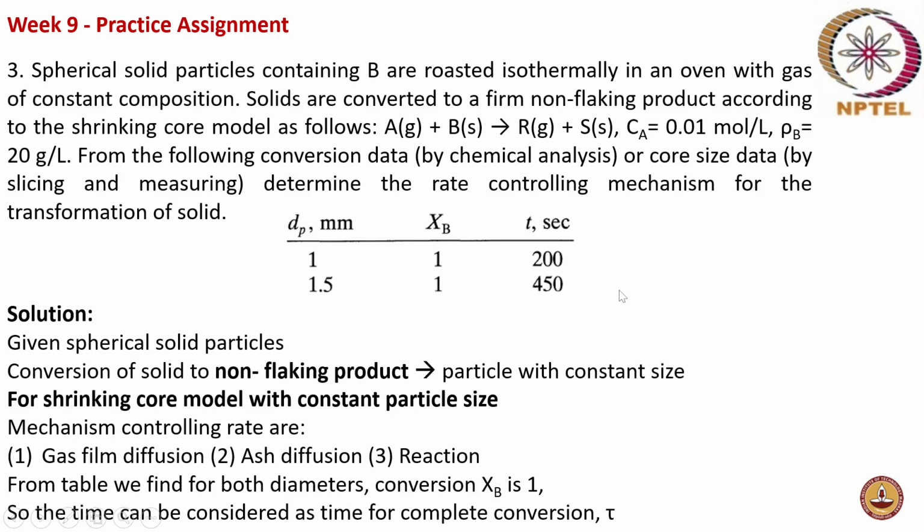Suppose your XB is given as 0.5 and 0.3, then the time is only just t. Since it is given as XB is equal to 1 and 1 in both the cases, we can take whatever time is, because this time is nothing but the time to achieve this particular conversion. So this particular conversion is nothing but your 100% conversion or complete conversion. That means the time given is nothing but your time for complete conversion, that is tau.